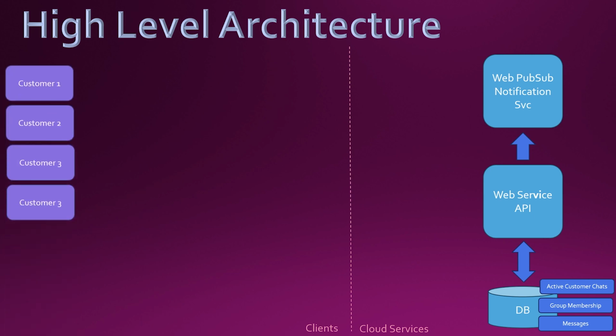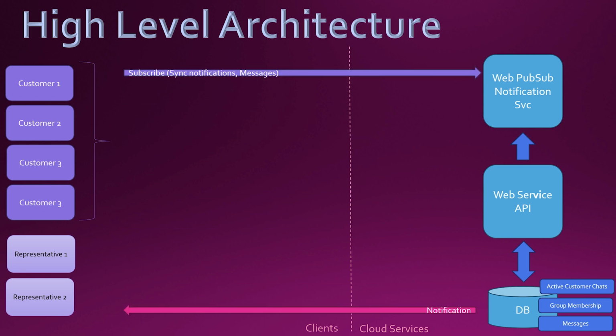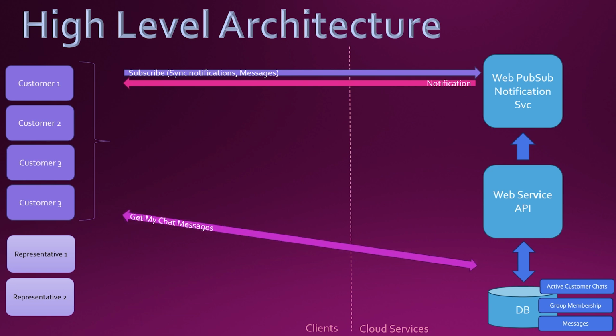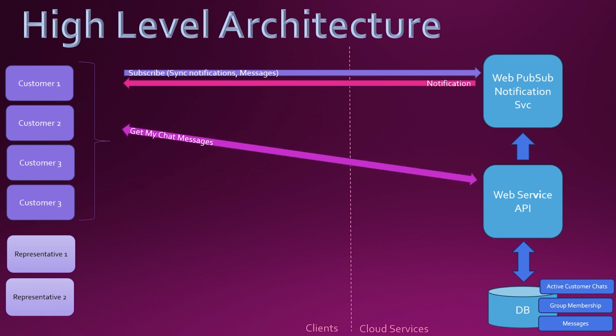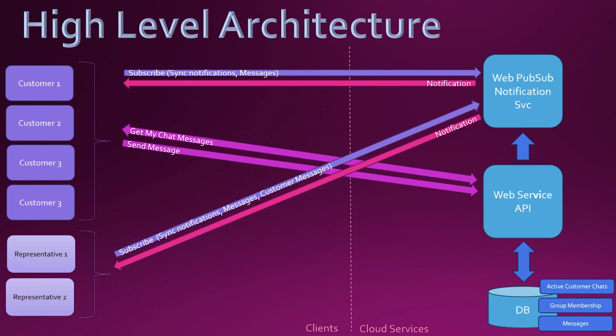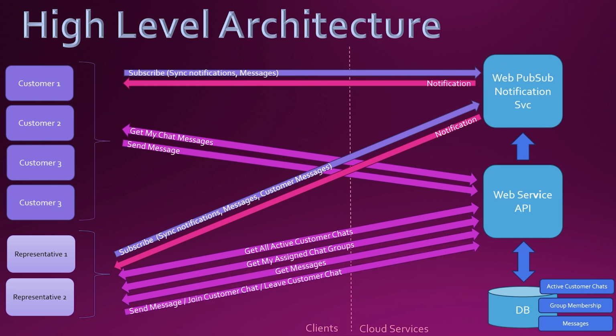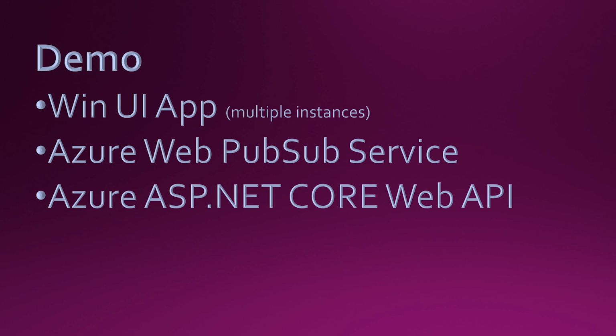On the left of the diagram, I show multiple customers running their apps and multiple customer representatives running their applications as well. Customer applications can join a chat and subscribe to various notifications to establish real-time communications. My app checks for any existing active chat sessions and downloads the message history. At that point, customers can start chatting. The customer representative application starts similarly, but subscribes to more notifications. The app downloads all active customer chats, gets a list of all customer chats that a representative is assigned to, downloads a history of all relevant messages, and then is ready to chat with customers. Let's see how all this works.